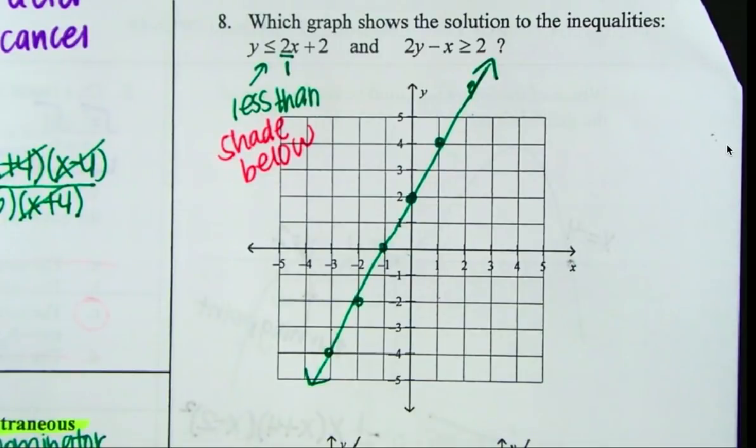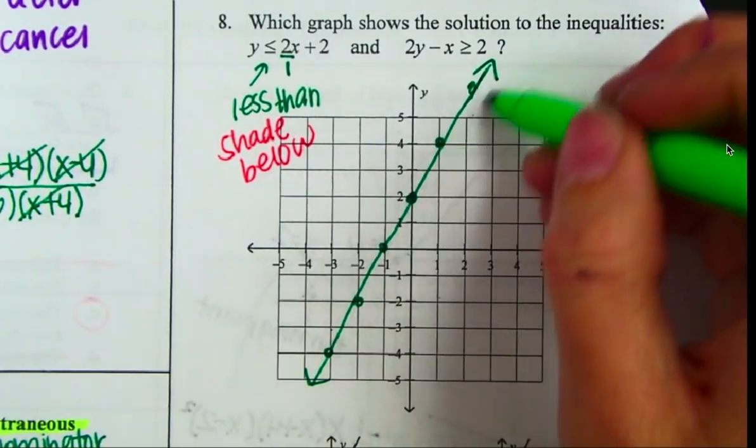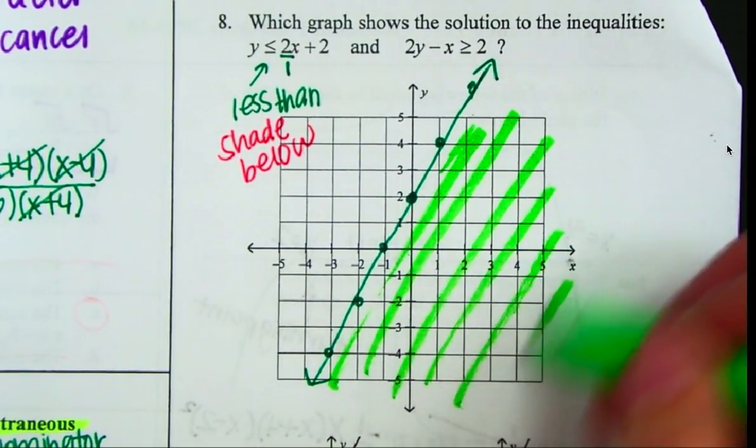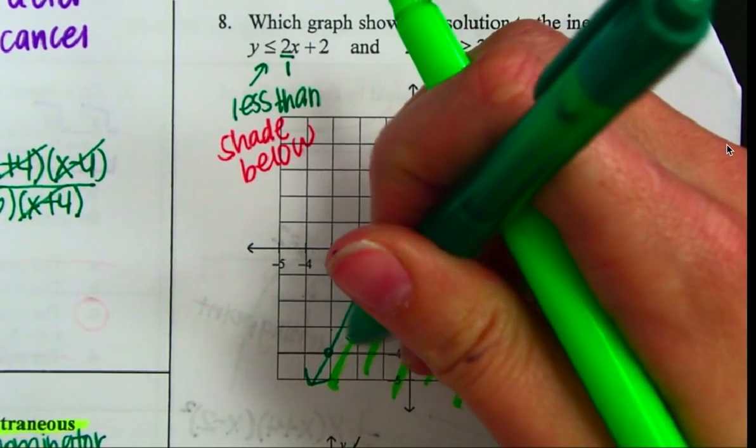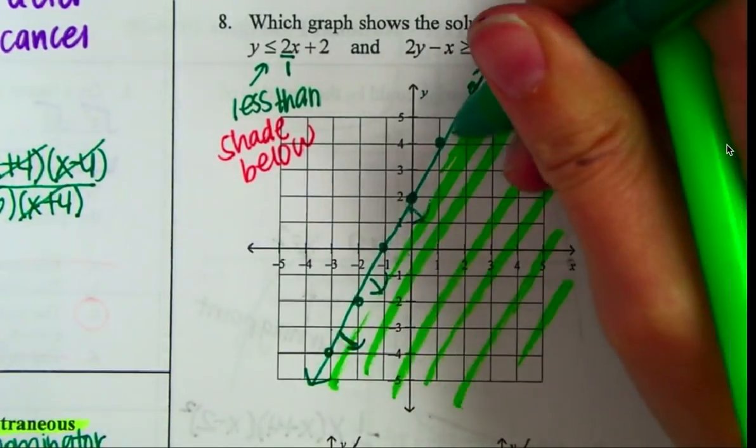So I'm going to do that with my green highlighter. I'm going to shade underneath. Or you can just draw arrows. Sometimes we just draw arrows to show the shading will be underneath.